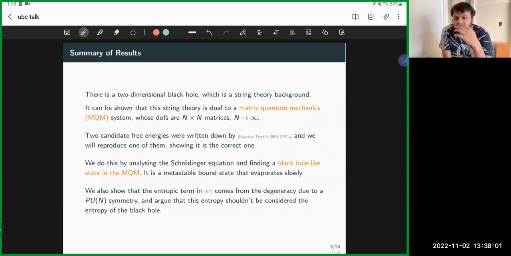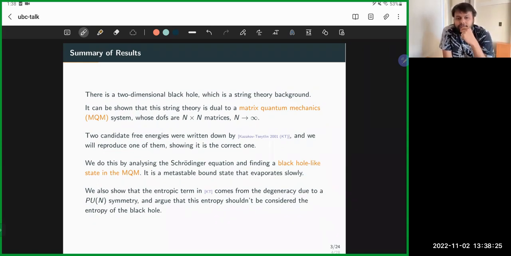It's a very simple case, and that's why we're able to do it. So there is a two-dimensional black hole, which is a string theory background. It can be shown that the string theory is dual to some matrix quantum mechanics system. Matrix quantum mechanics is a quantum mechanics whose degrees of freedom can be arranged into N by N matrices. And in our case, we'll take N to infinity.